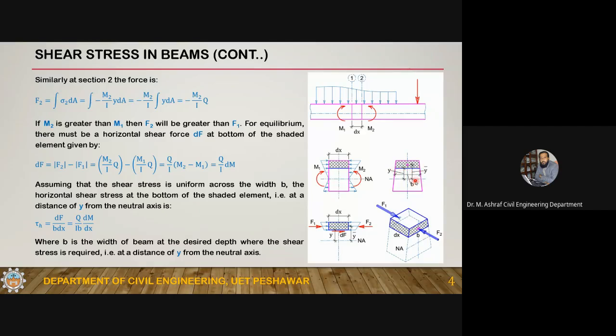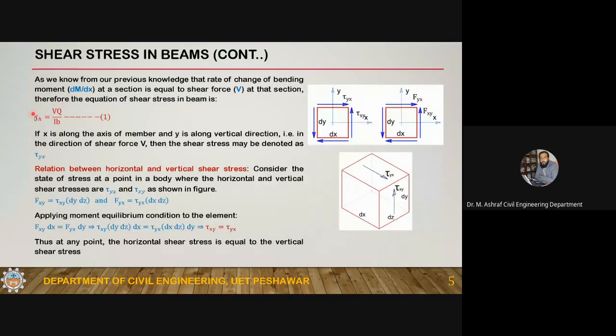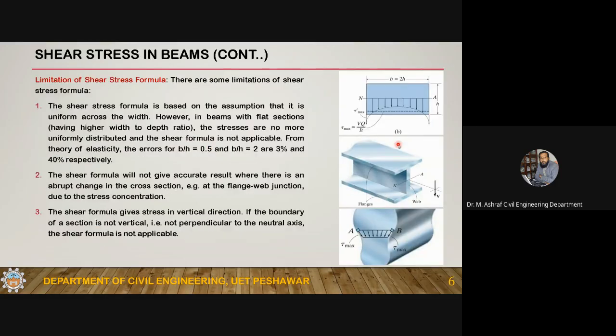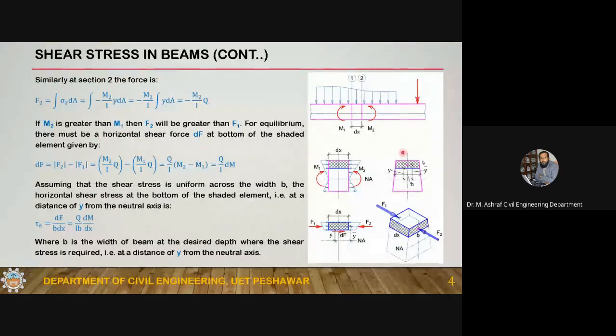So the shear stresses do not vary across the width of the beam. So they are uniform, and we are assuming that they are uniform. So this is the moment of inertia and width B. B is the width of the beam where you want to calculate the stress, and Q is the first moment of area of the portion on one or other side of the cross section.